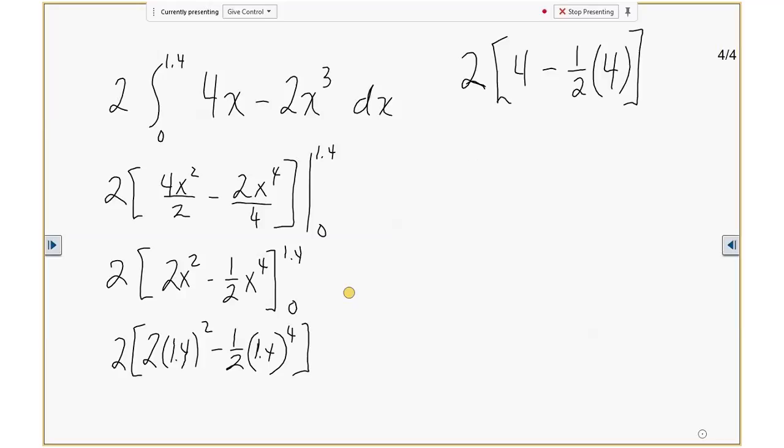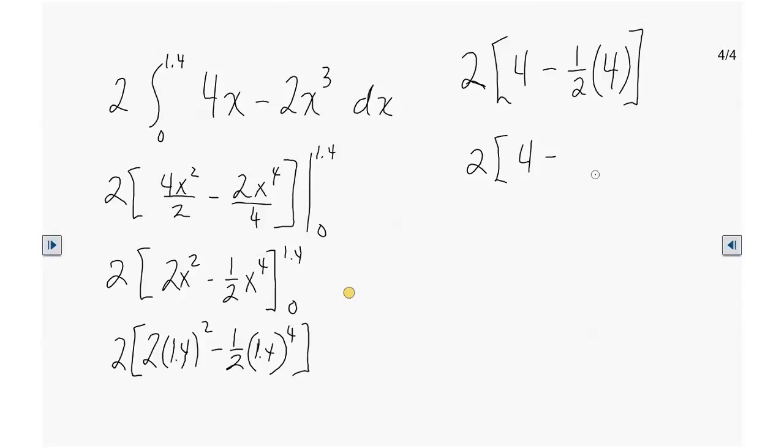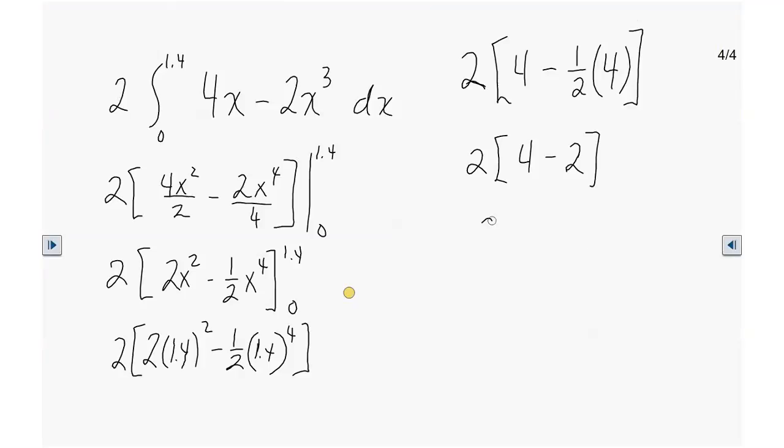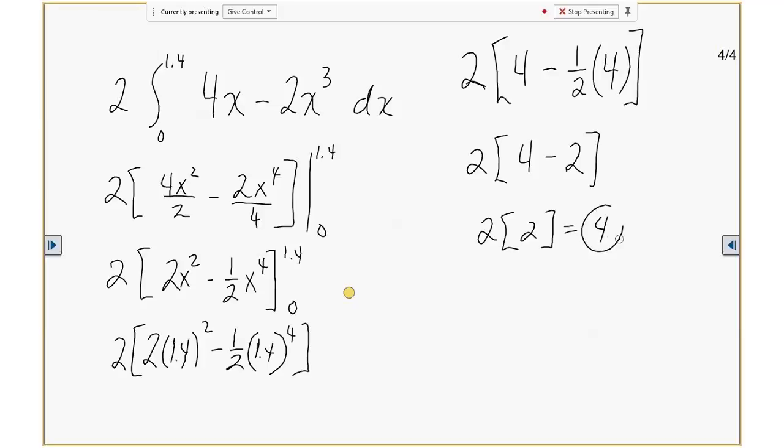And that's going to be 2 brackets 4 minus 2. And 4 minus 2 is 2, and 2 times 2 is 4. So the whole area of this function is 4. So you could actually say that the bottom half is -2 area, and the top half is +2. And what happens if you put the two areas together? They cancel out.